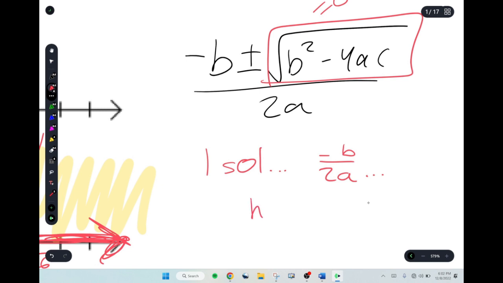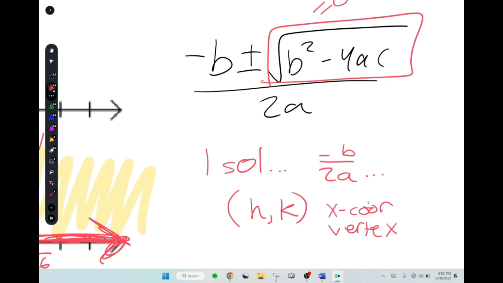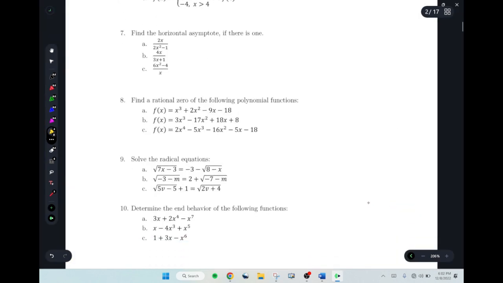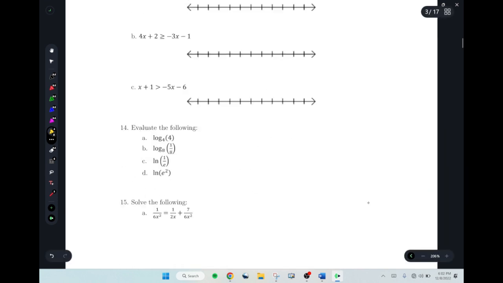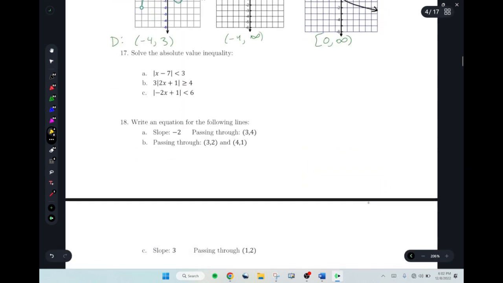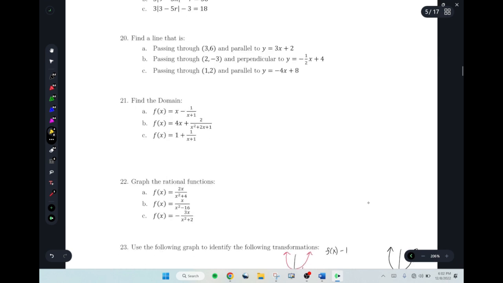That is h. That is the x coordinate of your vertex, right? But all you need to know if you want to memorize that is this right here, right? Because perhaps there's a question somewhere. I saw it earlier. It's there somewhere, right?